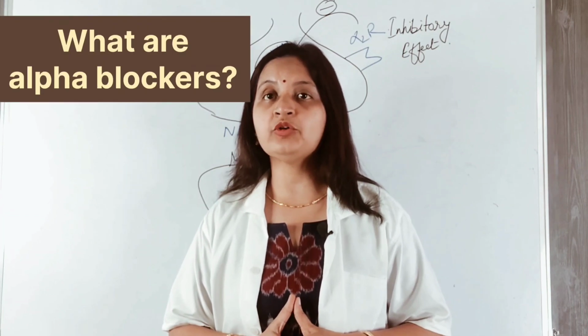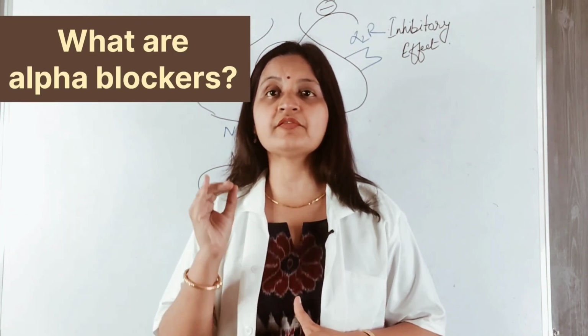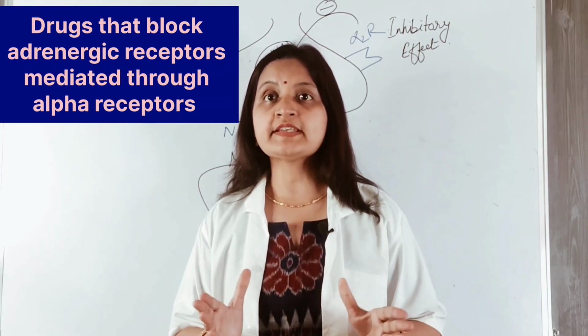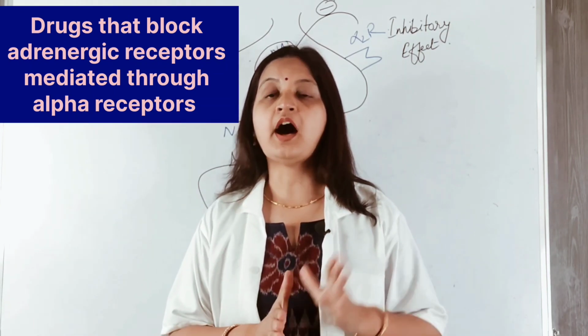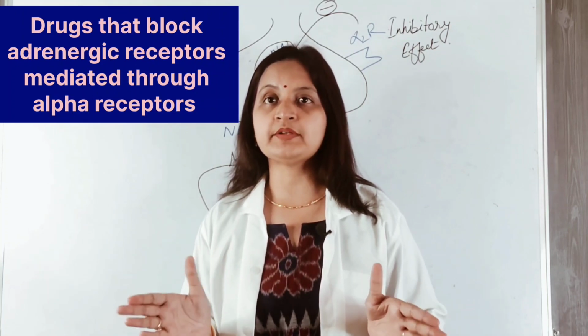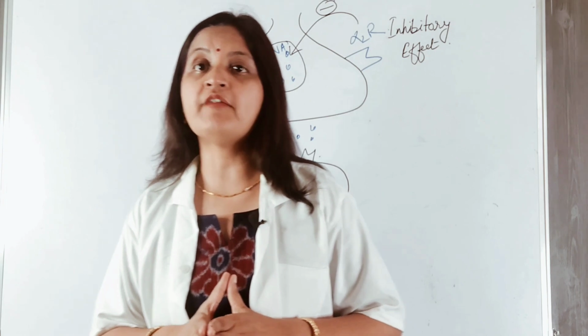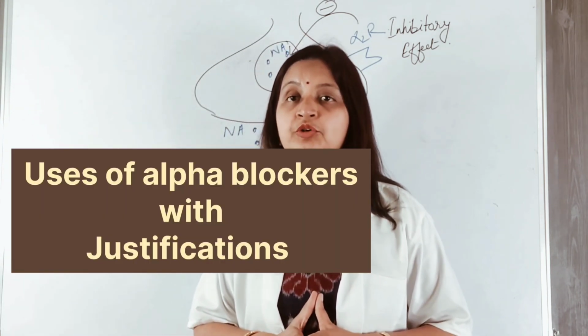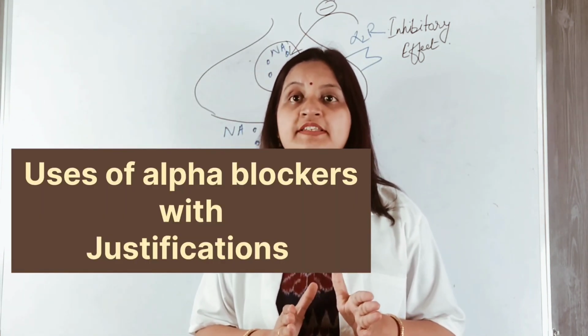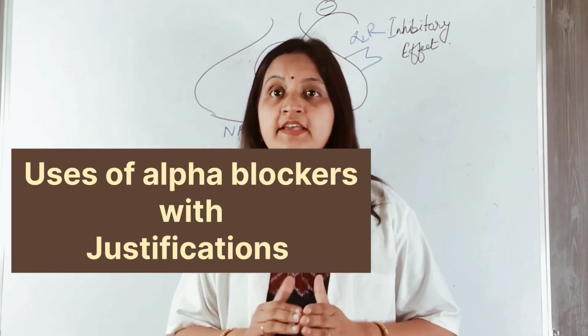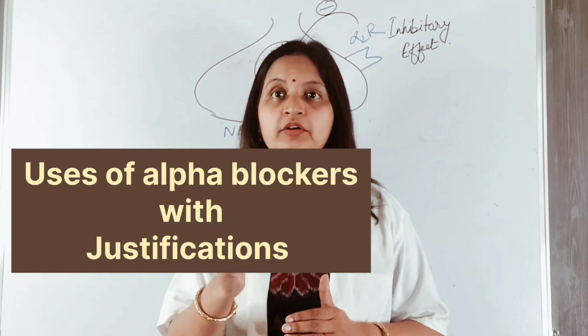The alpha blockers are the drugs that block adrenergic responses mediated through alpha receptors. The alpha receptors are of two subtypes, alpha 1 and alpha 2 receptors. Before we move on to the therapeutic uses and adverse effects of alpha blockers, it is important to know the location of alpha receptors, the functions of alpha receptors, and what are the effects if the alpha receptors are blocked.